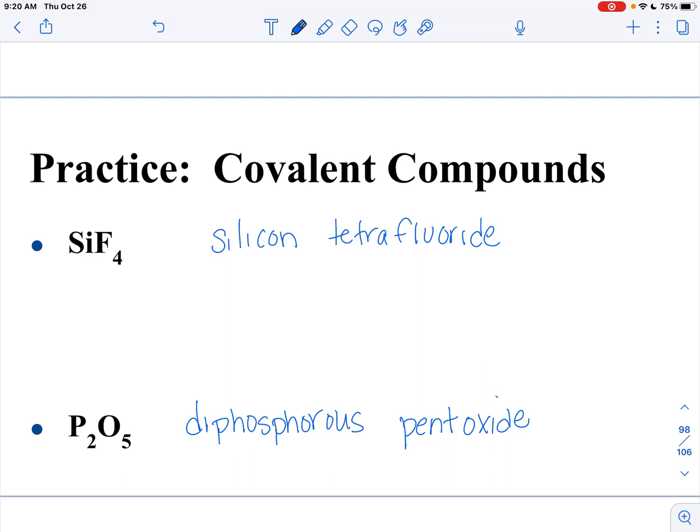Silicon tetrafluoride, diphosphorus pentoxide. Again, penta, we usually get rid of the first vowel if there's 2 in a row. And that's it for covalent. Nice and easy.